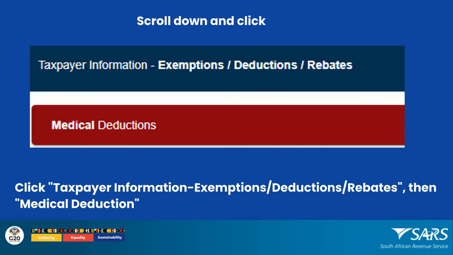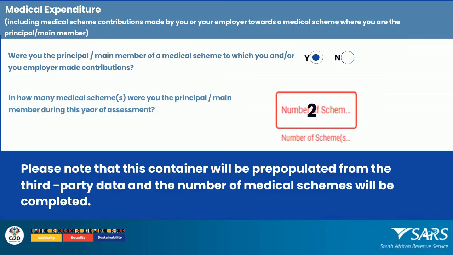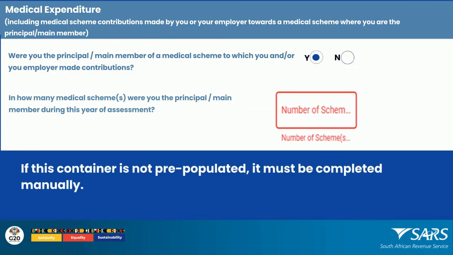Scroll down and click Taxpayer Information, Exemptions, deductions, rebates, then click Medical Deductions. Please note that this container will be pre-populated from the third-party data, and the number of medical schemes will be completed. If this container is not pre-populated, it must be completed manually.